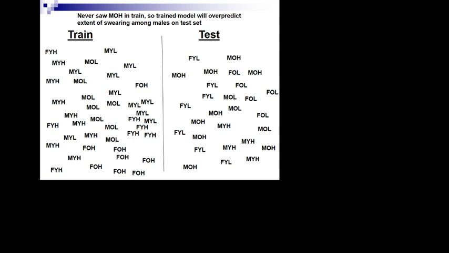And what that means is that the model as trained on this data set is going to overestimate the amount of swearing that men do, because men who swear less, the older, high socioeconomic status men, aren't represented in this training set, whereas they are in the testing set. So those men who are old and have high socioeconomic status in the test set are likely to be mistaken for females, because the level of swearing is less than what is expected given the mix of age and socioeconomic status in the training set.